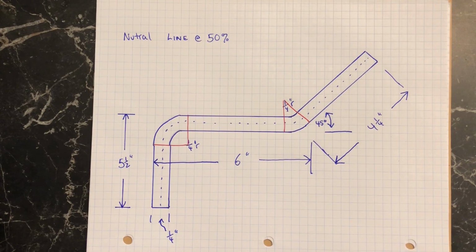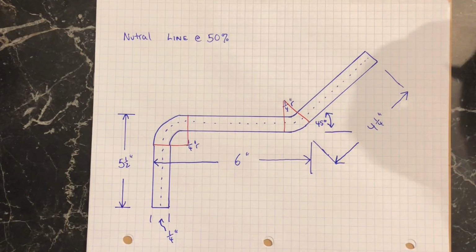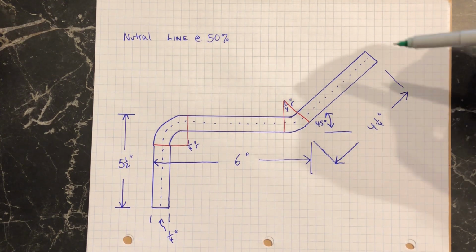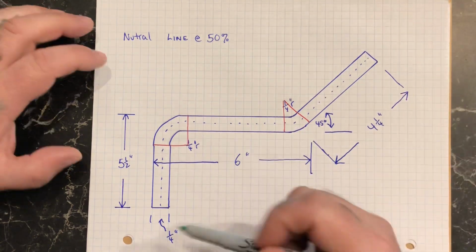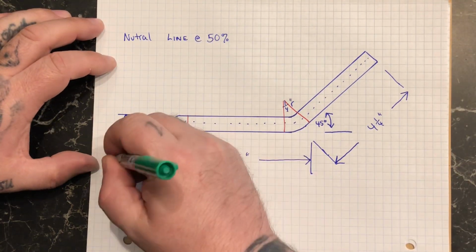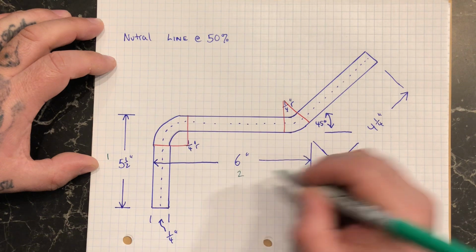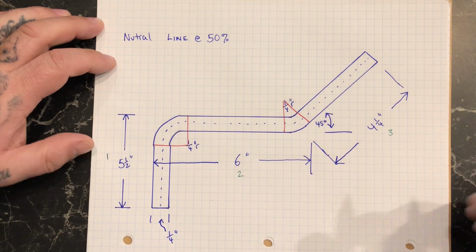Hey everyone, I'm just gonna work through this bend allowance problem I gave you guys the other day. If you remember, step number one with doing bend allowance is calculating the setback and then subtracting it off the legs. So this is gonna be leg number one, number two, and number three.